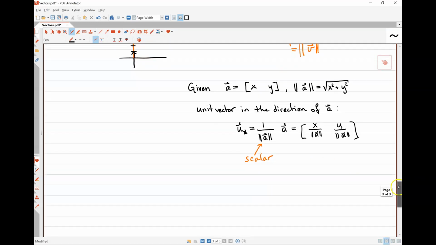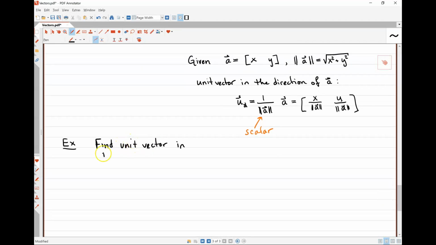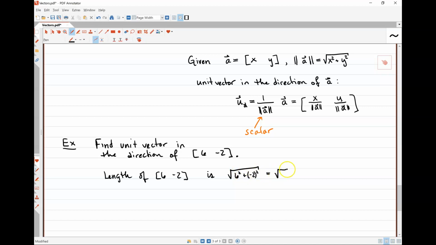Maybe let's do one numerical example. Let's find a unit vector in the direction of (6, -2). All right, so the first thing we need is the magnitude of this vector. So the length of (6, -2) is the square root of 6 squared plus (-2) squared. So it's the square root of 40. And so the unit vector in the direction of (6, -2) is just going to be 1 divided by the square root of 40, so that's 1 over the length of the vector times the vector itself. And so that's our unit vector pointed in that direction.